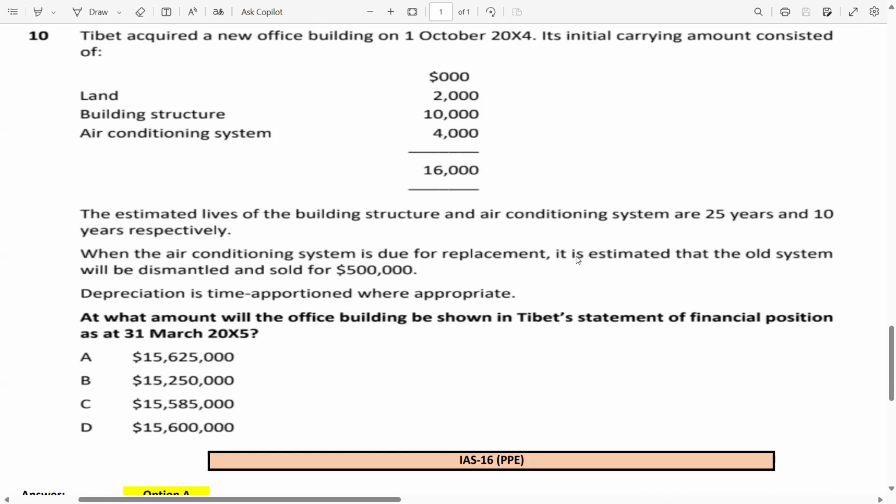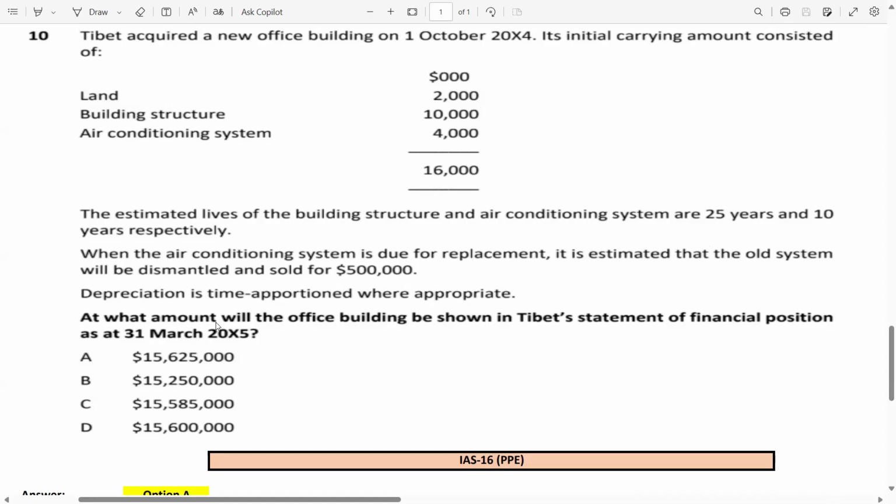It means we are estimating that this system will be dismantled and sold for 500 at the end of, let's say, 5 years. So after 5 years, the value of this old system will be 500. These figures are in the thousands and this figure is 500. So it's a residual value. Now, depreciation is time apportioned where appropriate.